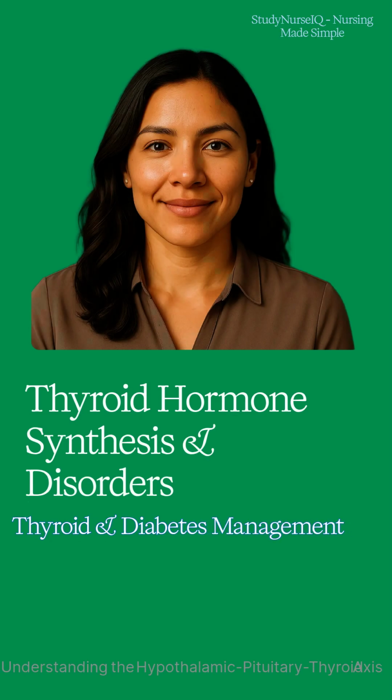Today we'll explore thyroid hormone synthesis and disorders, starting with the complex pathway that regulates thyroid function. The hypothalamic pituitary thyroid axis is crucial for maintaining proper hormone levels. It begins when the hypothalamus releases thyrotropin-releasing hormone, or TRH, which stimulates the pituitary gland to produce thyroid-stimulating hormone, TSH. This cascade ultimately controls thyroid hormone production.